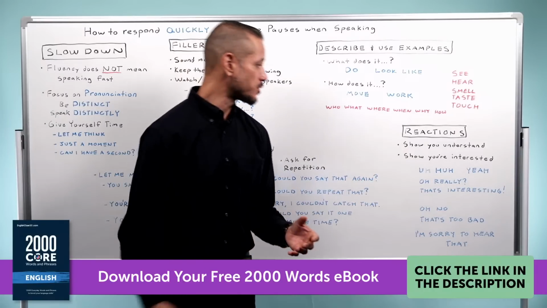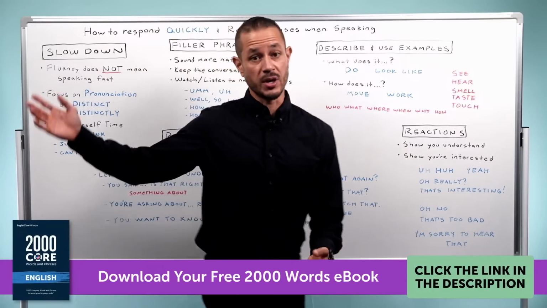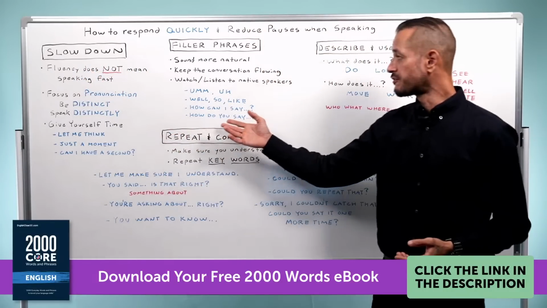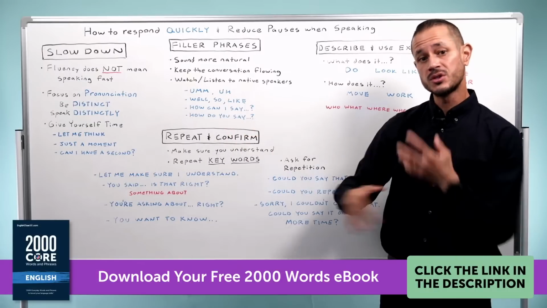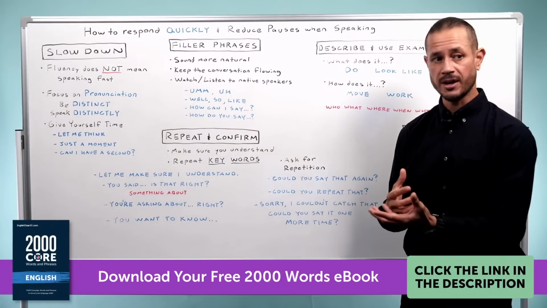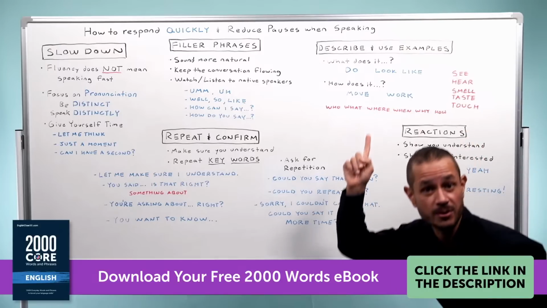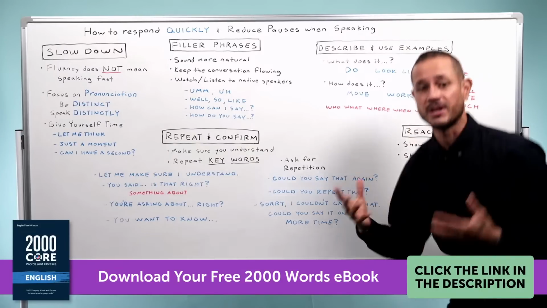So these are our first 3 tips. Remember, you can slow down. You don't have to talk fast. We have some simple filler phrases that you can use to start thinking while talking, and then describe. Describe and use examples. I'll go down low for you. Describe it. Talk about it.